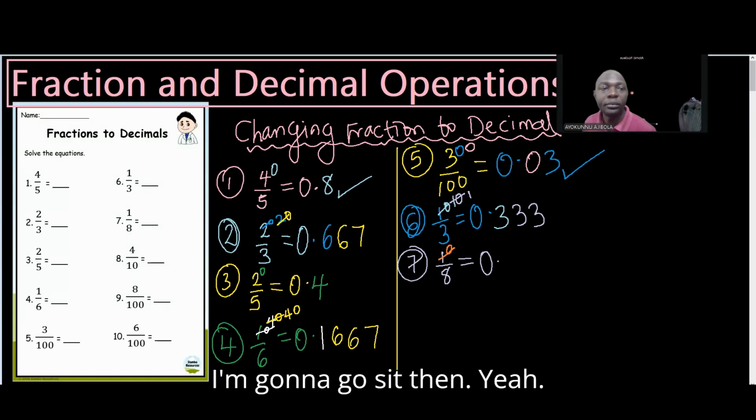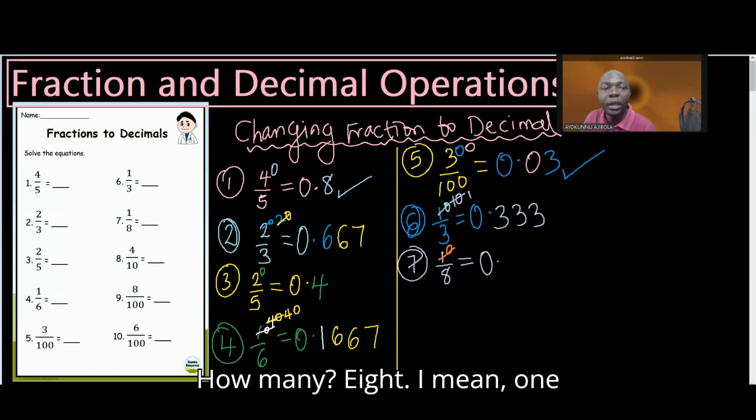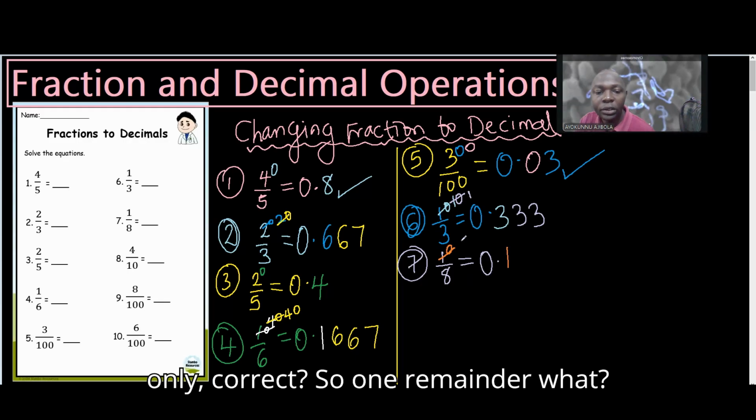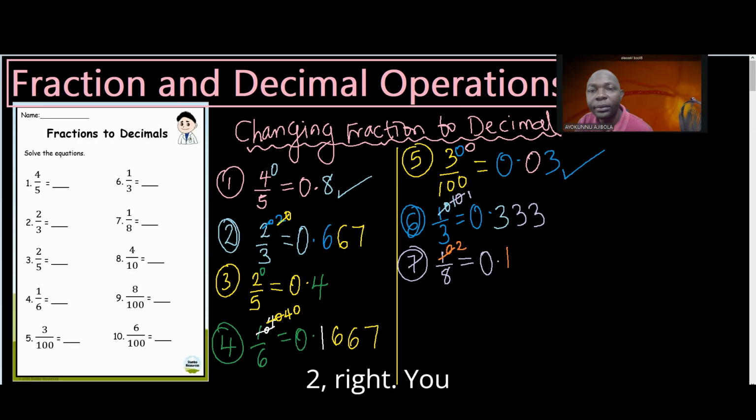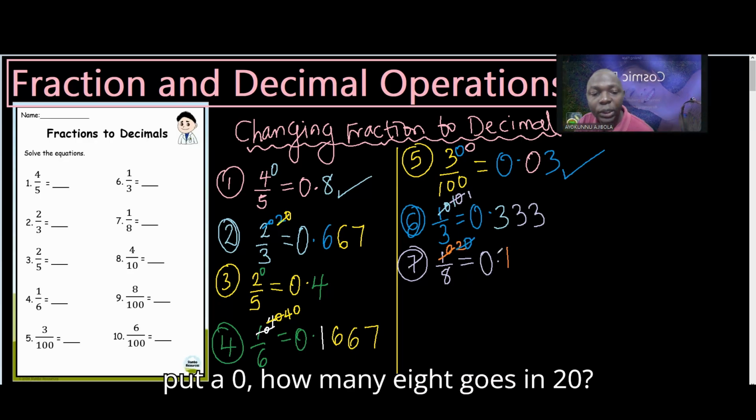How many go to 10? How many 8? Only 1, correct. So 1. Remainder what? 2, right? You put a 0. How many 8 goes in 20?